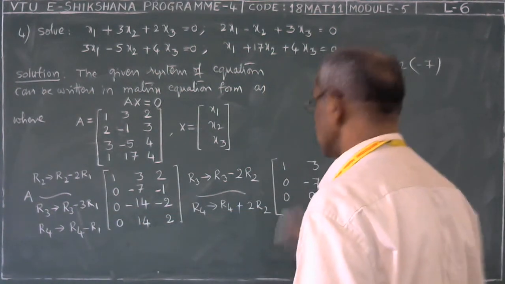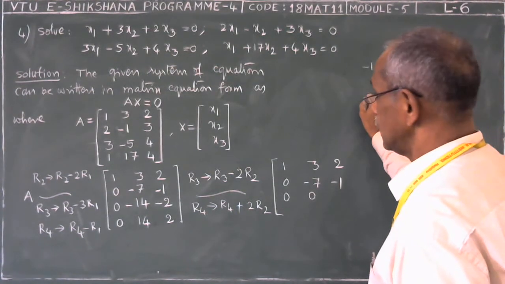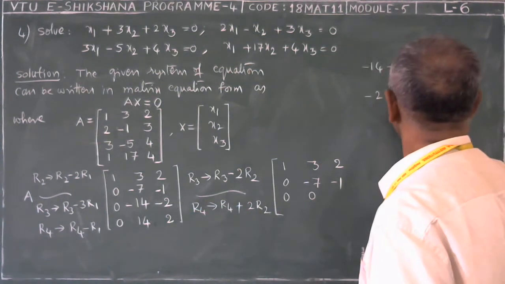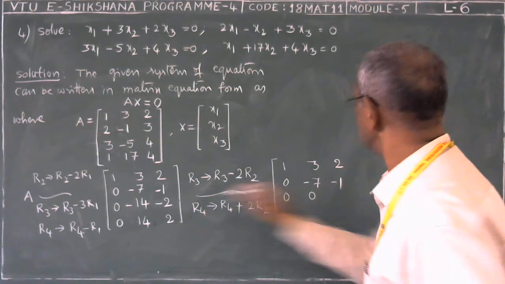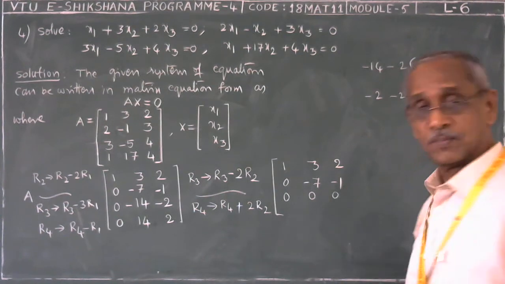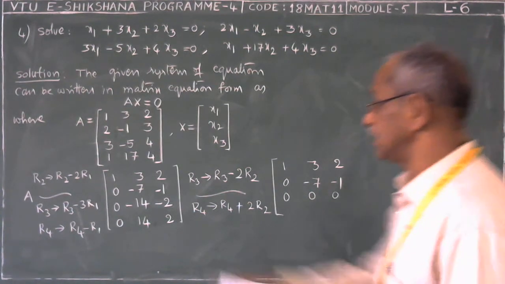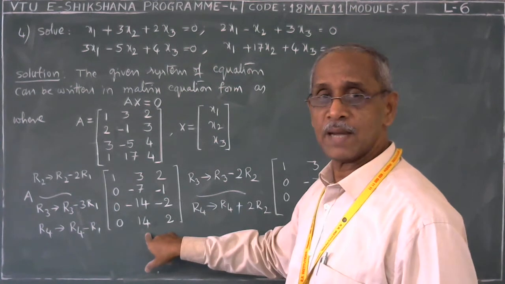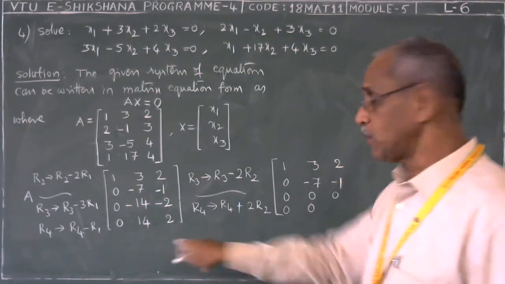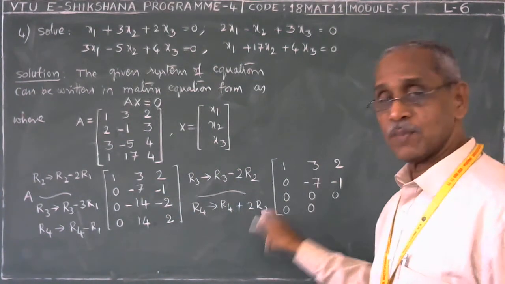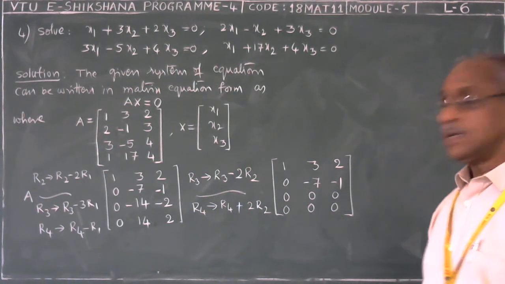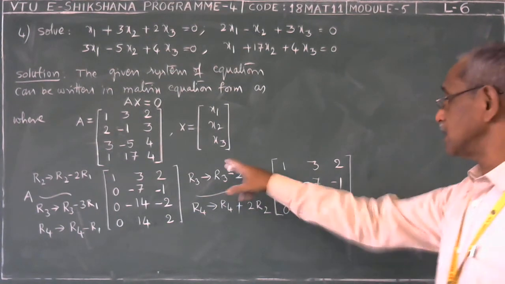So now this element is 0. The next, you can easily see, R3 is minus 2 into the corresponding R2 entry, minus 1. So minus 2 plus 2, so this element is 0. The similar thing, 14 minus 14 is 0. And 2 plus 2 into minus 1, that is minus 2, 2 minus 2 is 0. This is the echelon form of the coefficient matrix.